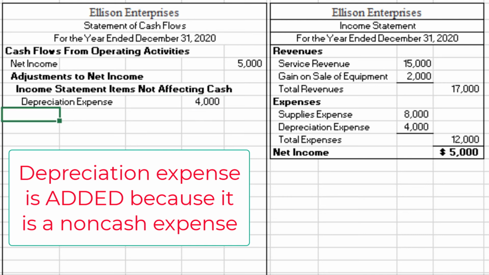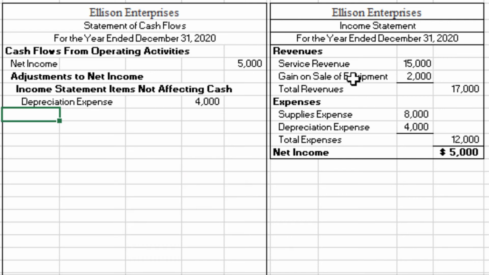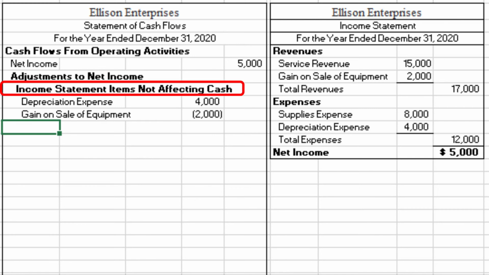Next, you'll want to look for gains or losses that are not related to operating cash flows. Over here, we see the gain on sale of equipment, which is really related to investing activities, not operating activities. So we will have to adjust for that. So we have gain on sale of equipment, and since that's a gain, we have to subtract it. So that's negative $2,000. Note that the title, Income Statement Items Not Affecting Cash, is typically what you will see on the statement of cash flows, but a more accurate title might be Income Statement Items Not Affecting Operating Cash Flow, as items like the gain on sale of equipment do actually affect cash, but they are simply listed in the incorrect section of the statement.